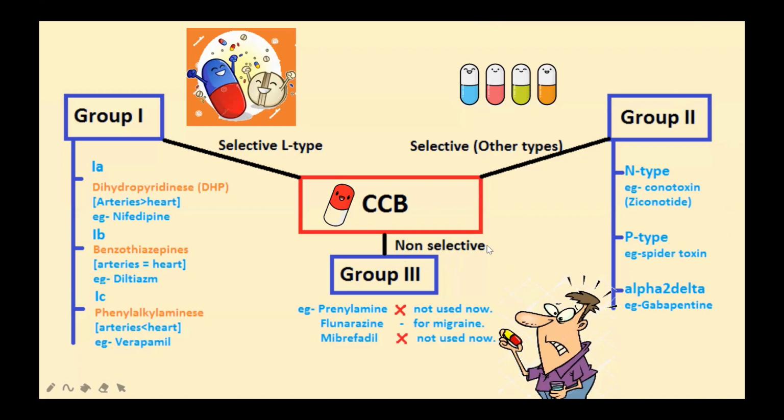And there are non-selective, Group 3, calcium channel blockers. Prenylamine is not used now. This was used as an antihypertensive drug in the past, but because of its QT prolongation causing torsades de pointes and sudden death, we are not using this drug now. And flunarizine we still use for prophylaxis of migraine, and also as an adjuvant therapy for epilepsy.